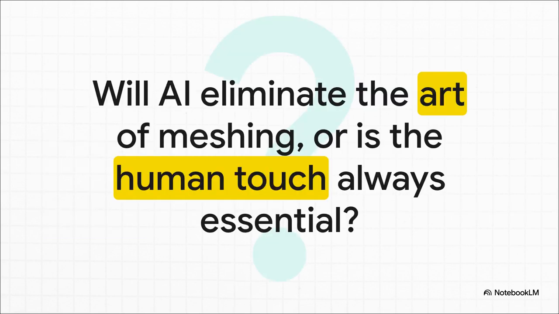So, this all leads to a really big question about the future. As AI gets smarter and more powerful, what happens to this art of meshing? Will artificial intelligence eventually automate all of these complex trade-offs, turning it into a pure science? Or will the intuition, the experience, the human touch of an engineer always be essential to building that perfect digital skeleton? That's something to think about.